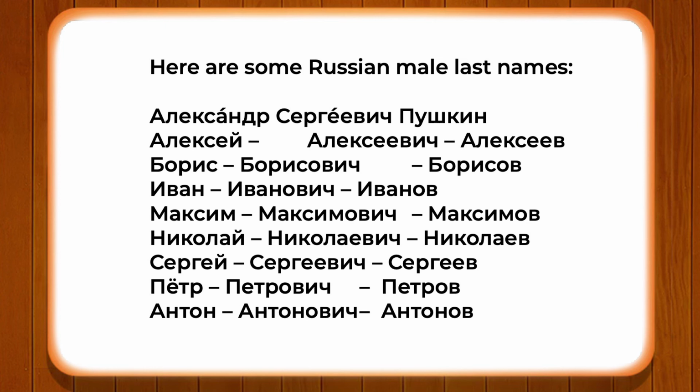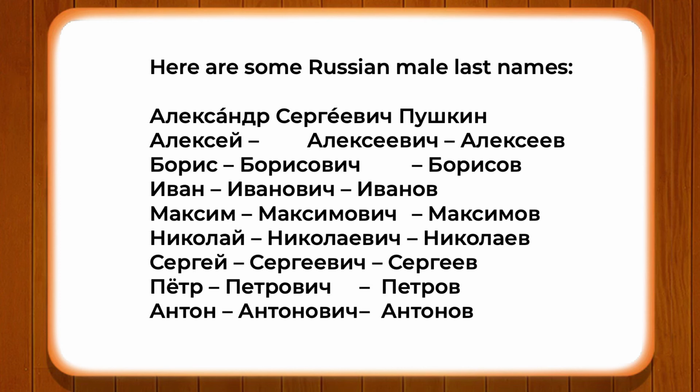Now let us take the name Alexey. The otchestvo will be formed by adding which, then the otchestvo becomes Alexeyevich and the familia will be Alexeyev. Boris becomes Borisovich for otchestvo and Borisov for familia. Ivan becomes Ivanovich and Ivanov. This means that Alexeyevich, Borisovich and Ivanovich, their fathers were called Alexey, Boris, Ivan.